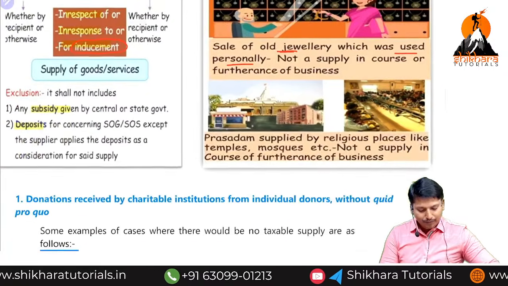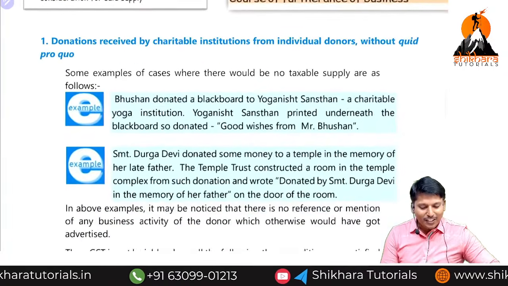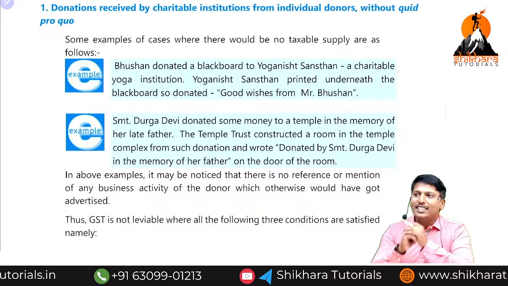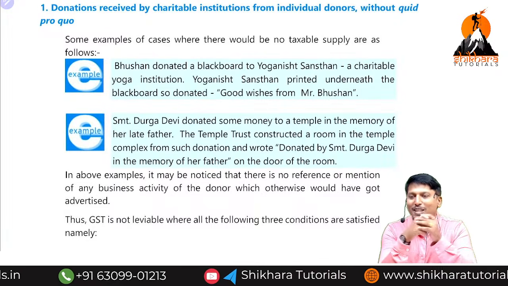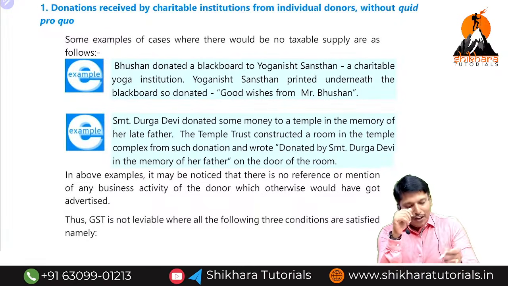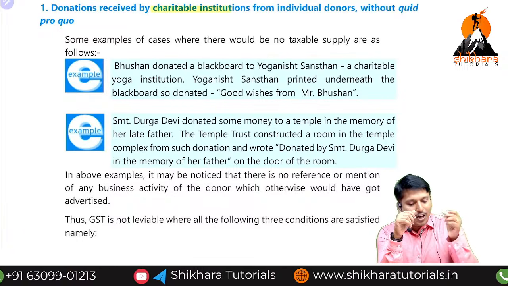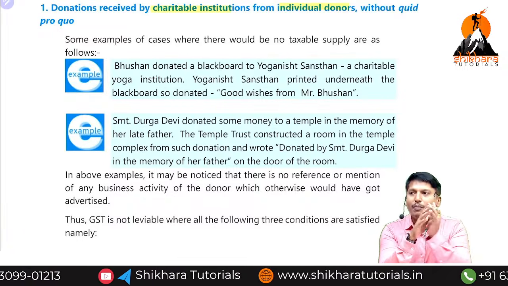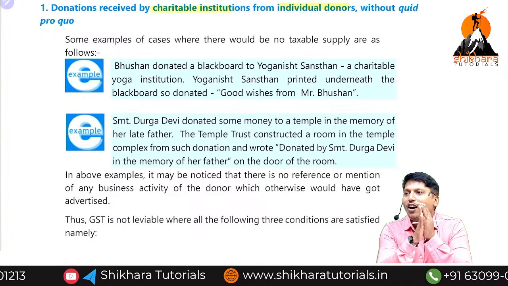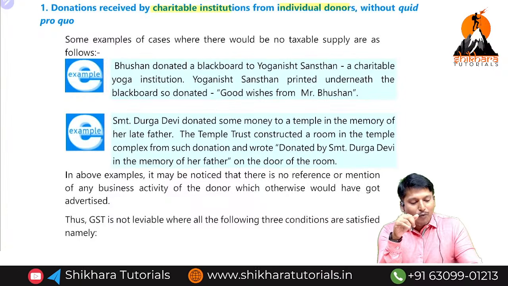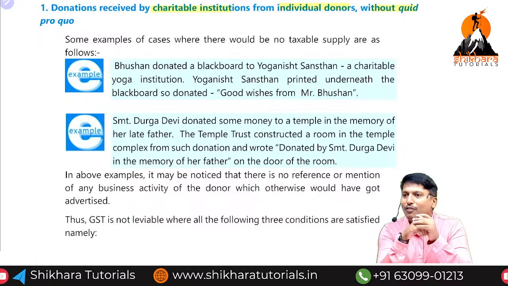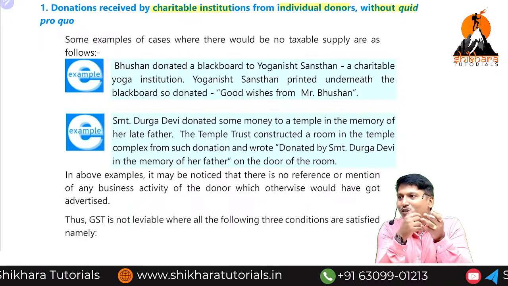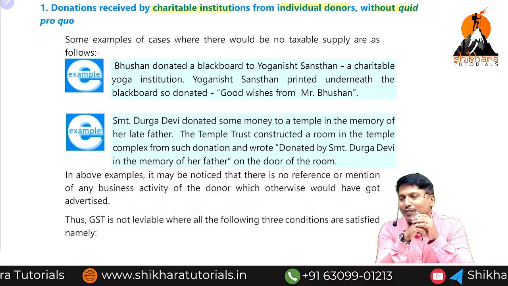Now, consideration. We'll see, is this a consideration or not? Some extra points. Donations received by charitable institutions from individual donors, without quid pro quo, something in return, without asking any return.